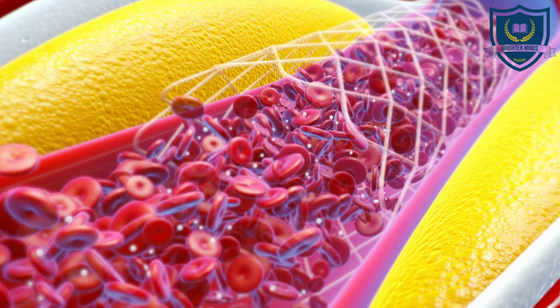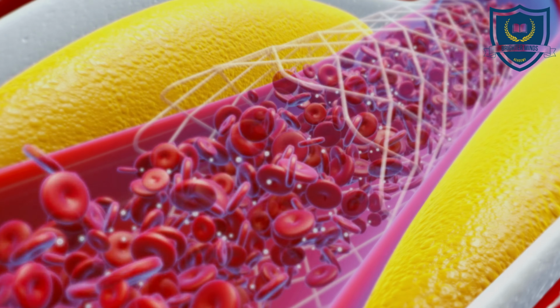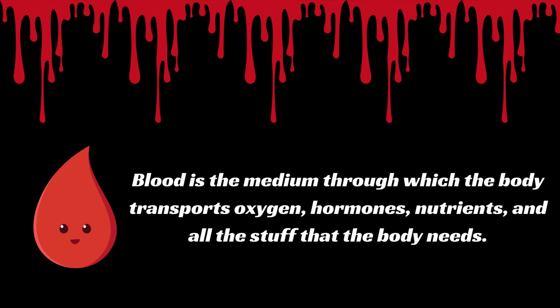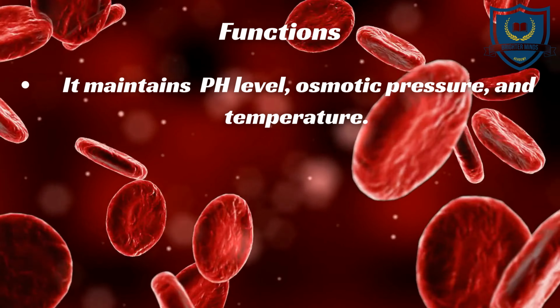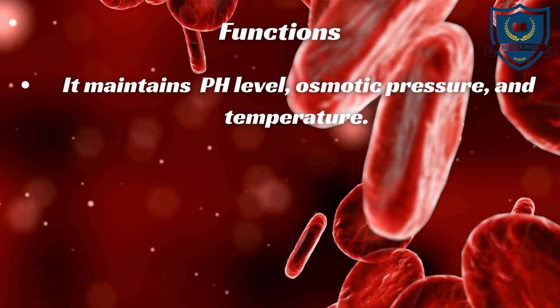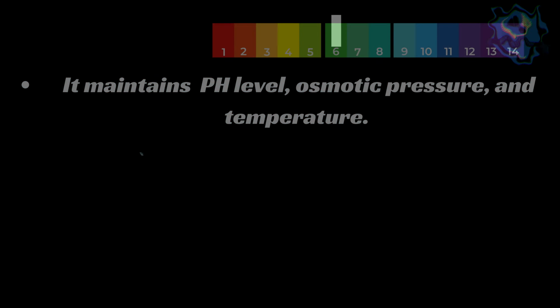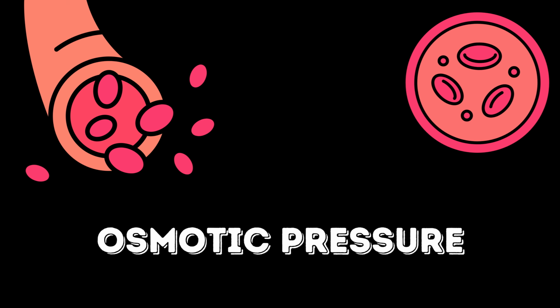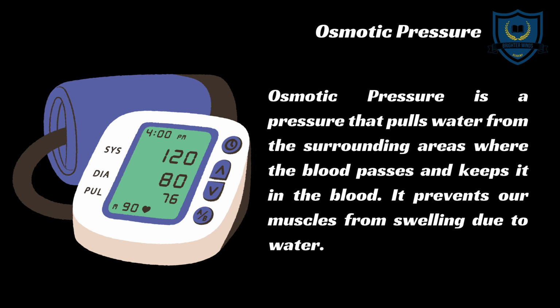Moving on, let's talk about what blood is. Well, blood is the medium through which the body transports nutrients and so much more. Blood also has certain functions to perform and maintains a certain pH level, temperature, and osmotic pressure. Now, what is osmotic pressure? It is a type of pressure or a force that pulls water towards the blood.